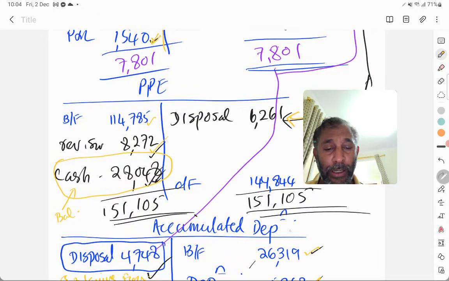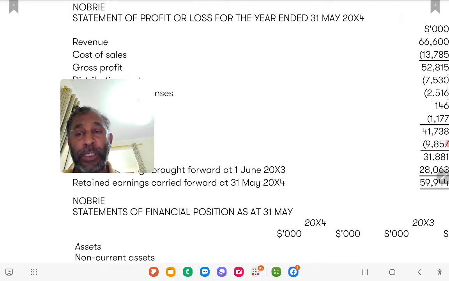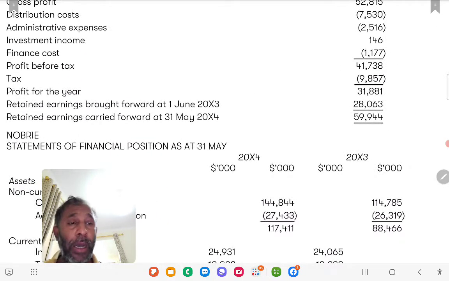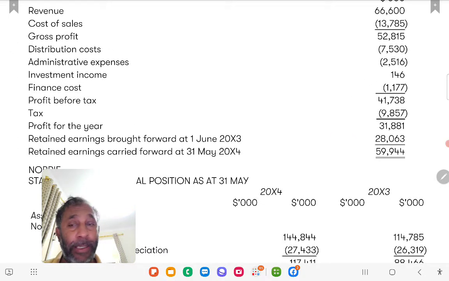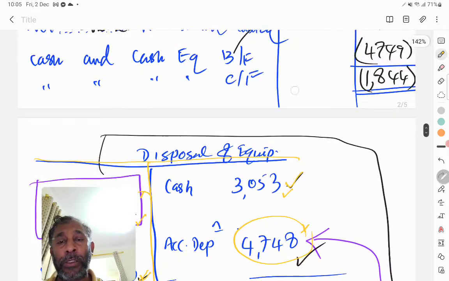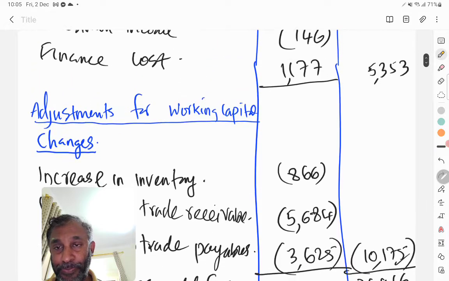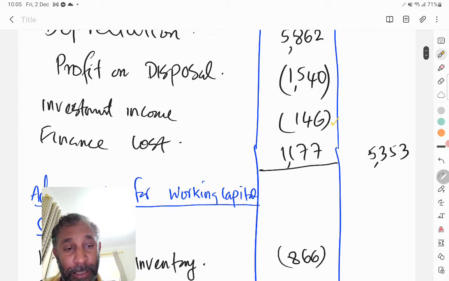Now we go to the question and we start with the profit and loss account. As you know, I have taken the profit before tax, 41,738. So I need to work upwards. Here I have two line items, investment income and finance cost. As part of the IAS 7 requirement, these two items should be considered as adjustments for non-cash items.